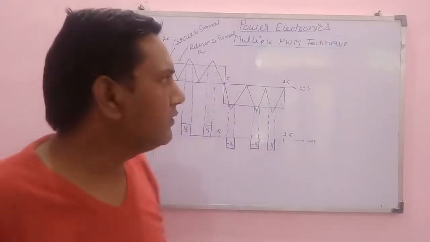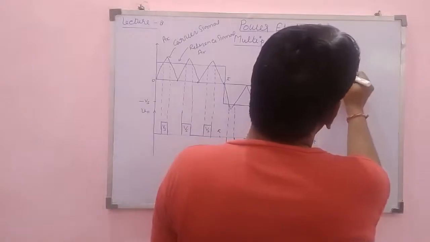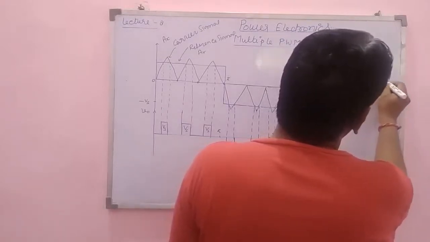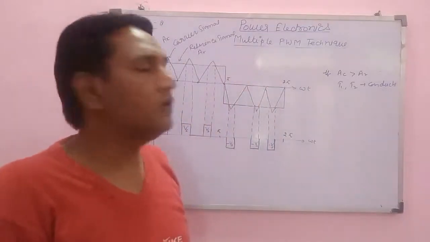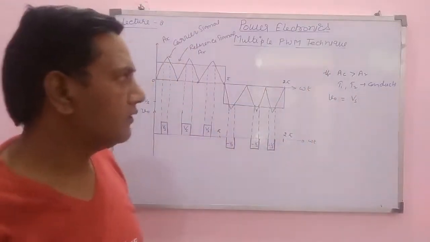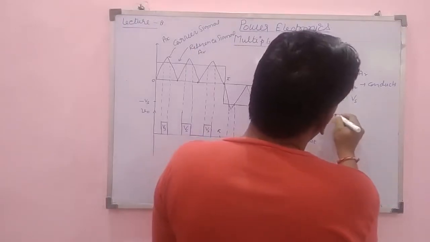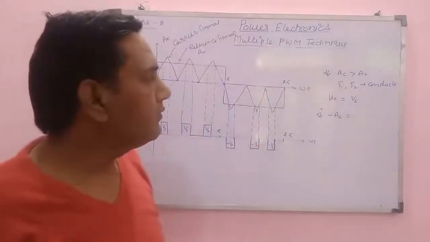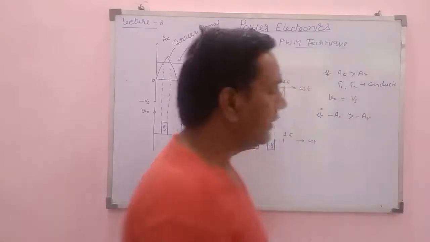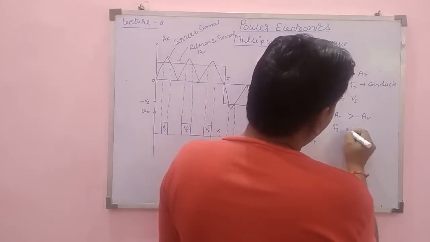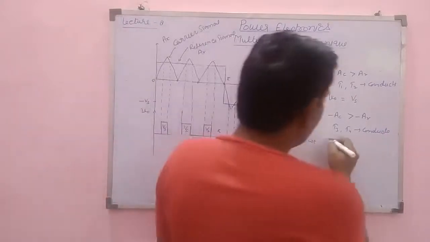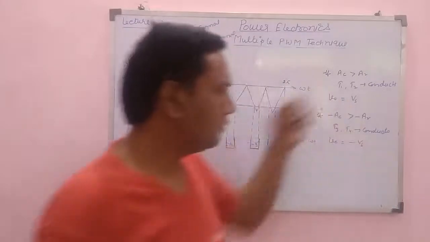Now this carrier signal and reference signal are compared with the help of a comparator, and the conditions are: if AC is greater than AR, the thyristors T1 and T2 conduct, and in that case the output voltage V naught is equal to the positive supply voltage, that is Vs. The second condition is that if minus AC, the negative magnitude of the carrier wave, is greater than the negative magnitude of the reference wave, then the thyristors T3 and T4 conduct, and in that case the output voltage V naught is equal to minus Vs. So these two conditions we have to follow.